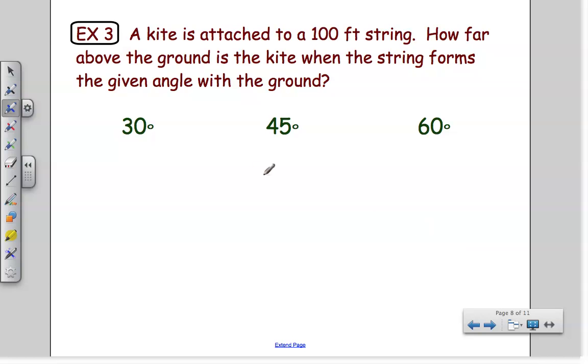Let's summarize these all on this slide. It's kind of neat, actually. We're picturing we're flying a kite. A kite is attached to a 100-foot string. How far above the ground is the kite when the string forms the given angle with the ground?